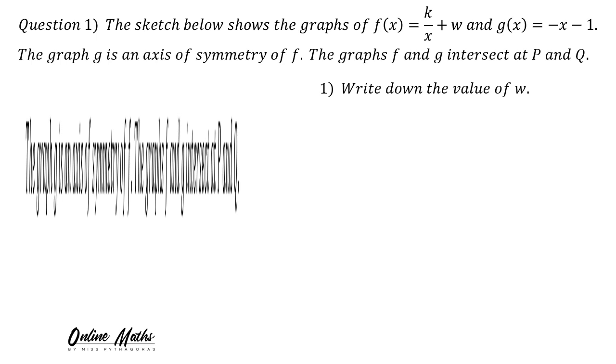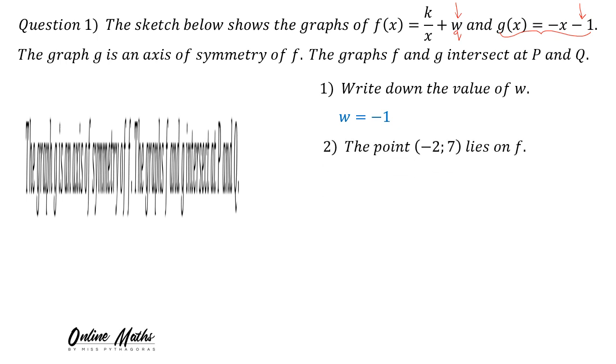Number 1, write down the value of w. Now w in the hyperbola here is in fact the little q's value. Now where do we find that? They gave us the equation of g of x, and they specifically told us that g is an axis of symmetry of f. Now I taught you that the c value, the minus 1 there on the axis of symmetry, that is indeed also q's value. Therefore we can say that w is equal to -1.